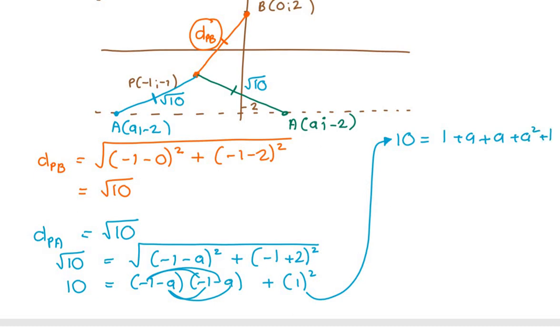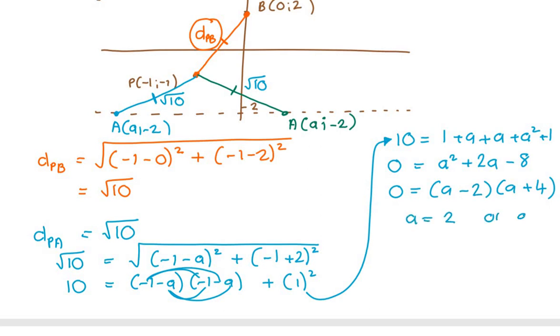And again, this is just a quadratic equation. We've solved this before. So this is A squared plus 2A, and 1 plus 1 is 2, but minus 10 is minus 8. So don't forget, if you're struggling to factorize, you've got the formula. And I think this is going to be plus 4 and take away 2. So I get A is 2 or A is negative 4.